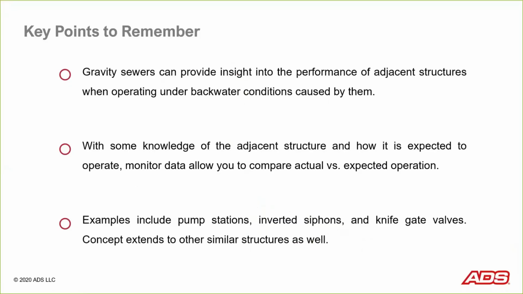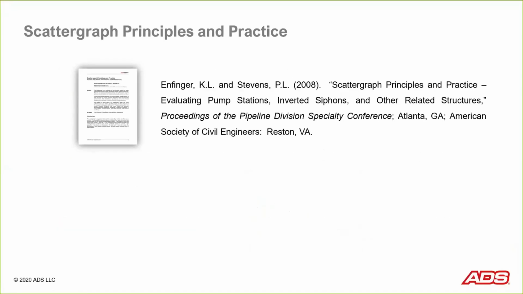You can actually do the reverse as well, and people that are familiar with looking at controls on structures like this, they can actually see how when they change control settings, what kind of impact they have on the upstream sewers. So examples of this that we've talked about today include pump stations, inverted siphons, and knife gate valves. And I'm sure you can probably think of another structure or two to which this concept could extend as well. So those are the key points to remember from today.